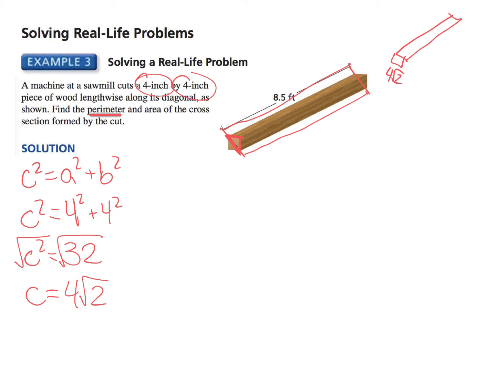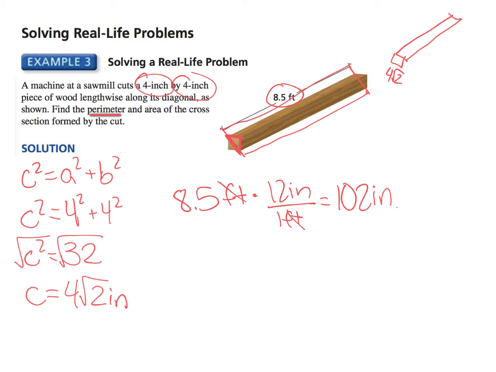Then we know the length of it. The length of it is 8.5 feet. However, we were working with inches, so we need to go ahead and change 8.5 feet into inches. So think back to dimensional analysis. There are 12 inches in 1 foot to convert it over. So 8.5 times 12 is 102, and that's inches. So we have 102 inches, which means that's 102, and this is 4 root 2.